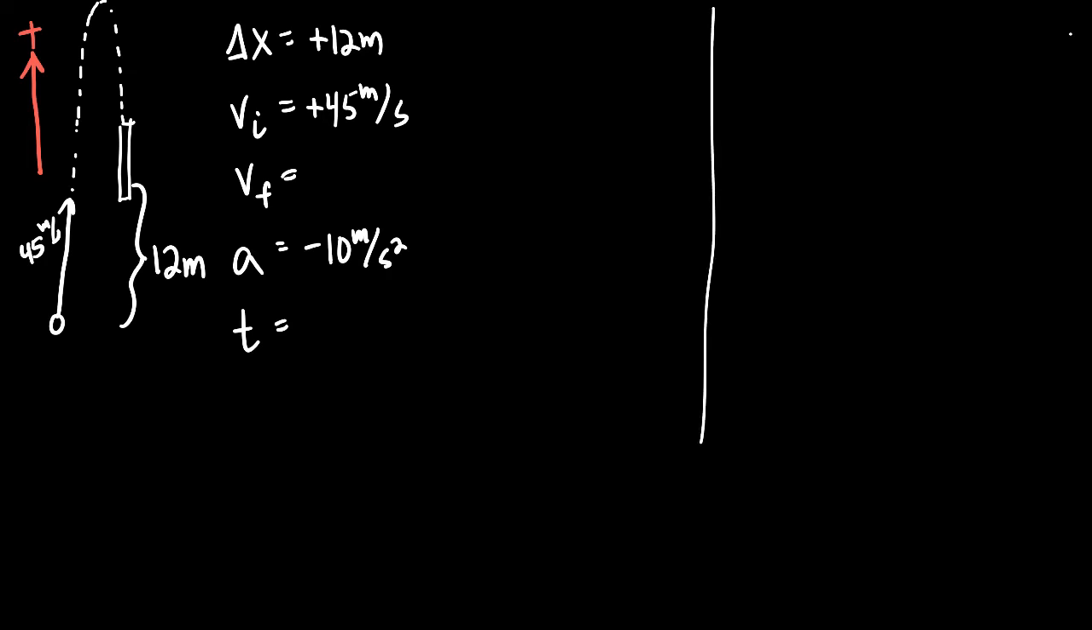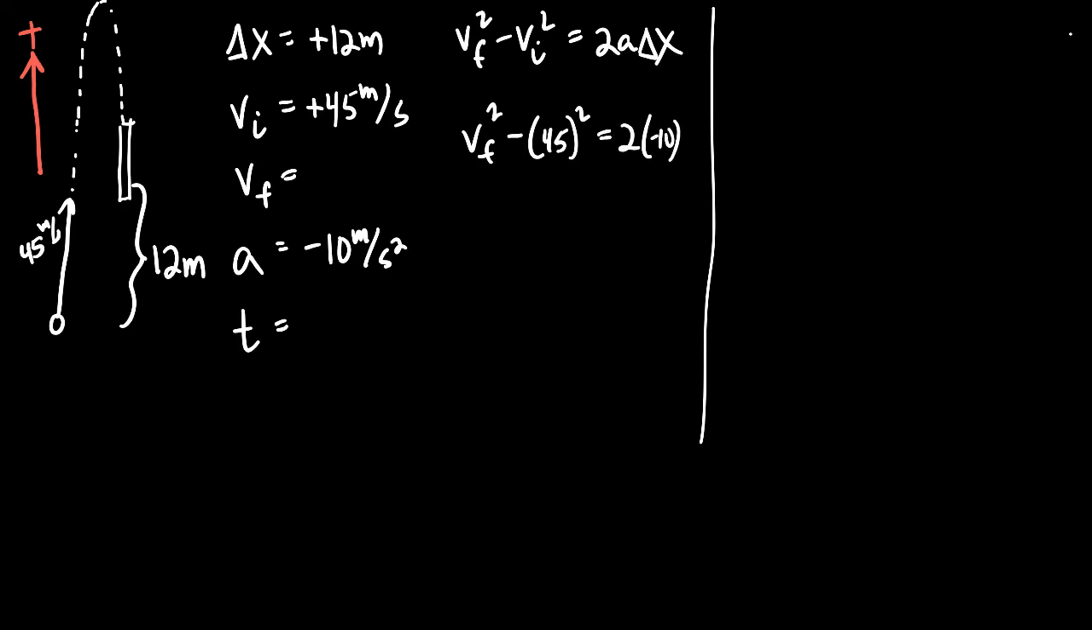I'll find the velocity first by recognizing I have 4 pieces of information, which leads to VF squared minus VI squared equals 2A delta X. Good so far? No, good. So VF squared minus 45 squared equals 2 times negative 10 times 12. Okay. 2 times negative 10 times 12 is easy. That's negative 240. 45 squared, though, I don't have that sucker memorized.